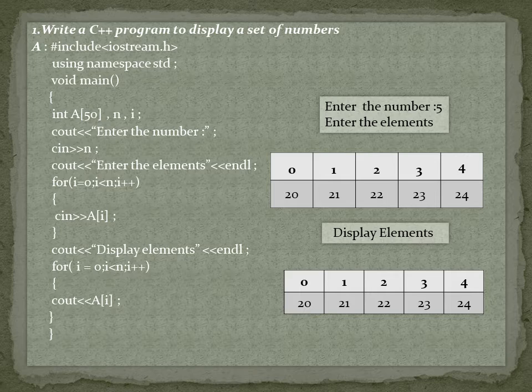Next we display the elements with the message "display elements" and endl, which means we'll be displaying the elements in the next line, using our for loop. This is how an array looks, and this is how we print a set of values from the array. And this is how our output will look. I have just mentioned it in a small manner since it's a small program.